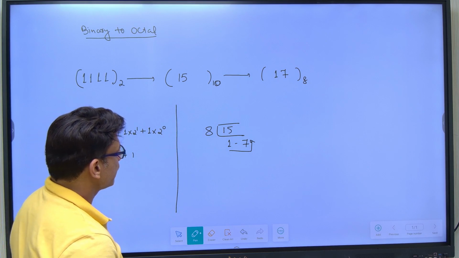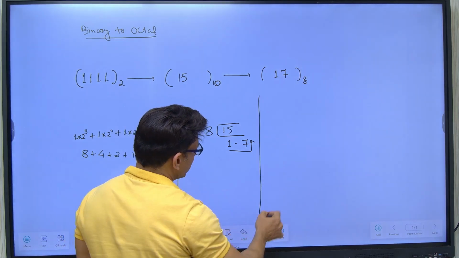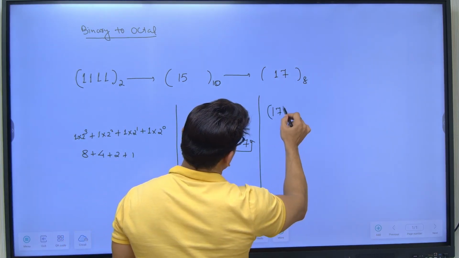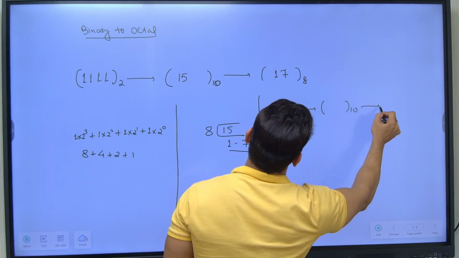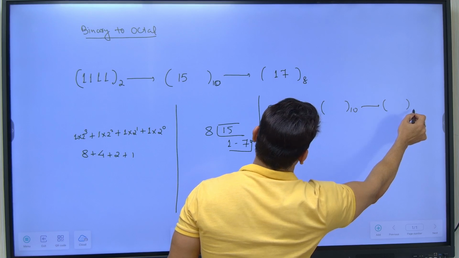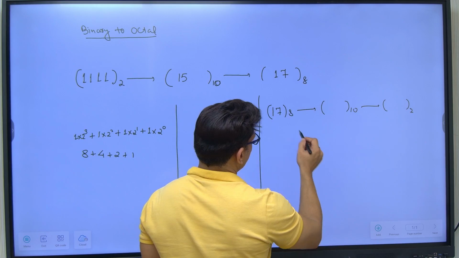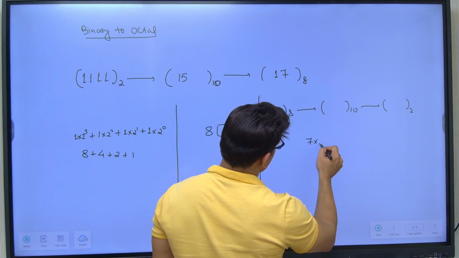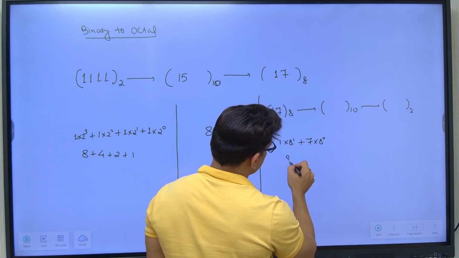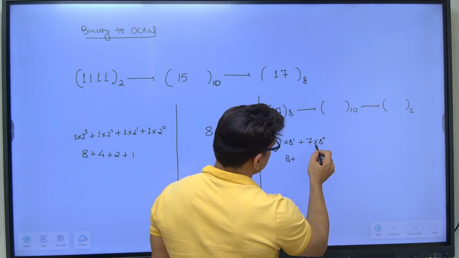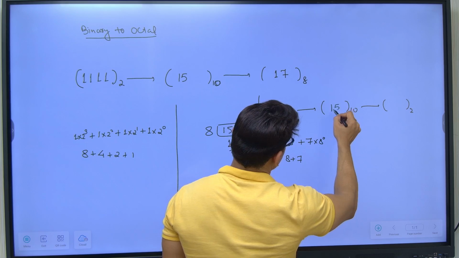And if you want to convert from octal, suppose we have another question where we have 17 in octal and you want to convert into binary. So first you convert into decimal and then you convert into binary. This can also be done in the reverse order. How will this be done? You write 7 into 8 raised to power 0 plus 1 into 8 raised to power 1. So 8 raised to power 0 is 1, 1 into 7 is 7, plus 8, so 8 plus 7 is 15.